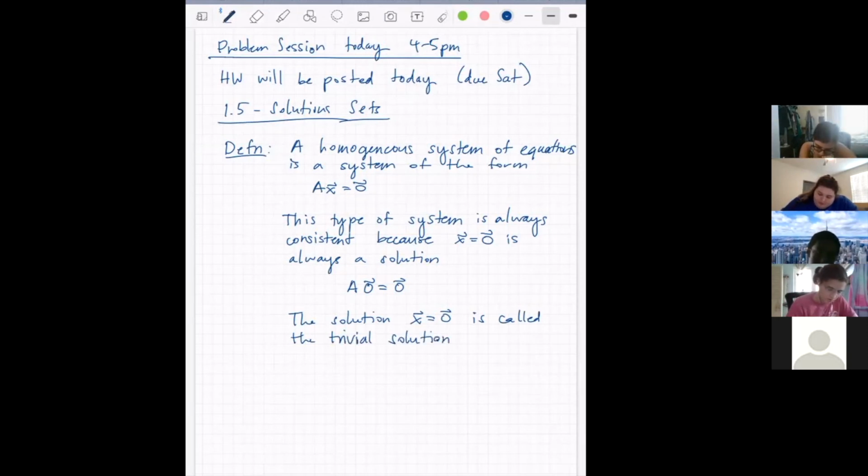Okay. So far we have homogeneous and trivial solution. Those are our two terms we've defined so far. Okay. So we know that this is always a solution for any homogeneous system of equations. So we're sort of not that interested in this particular solution, right? We're more interested in non-trivial solutions.